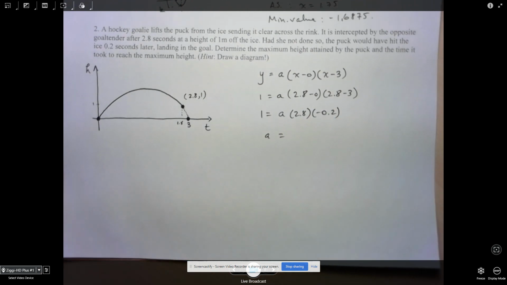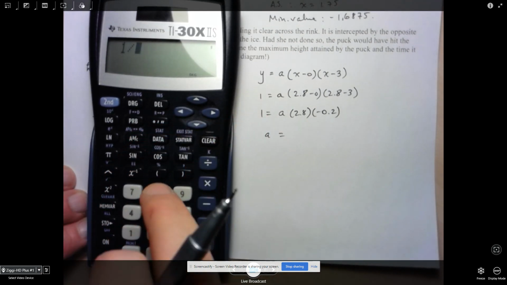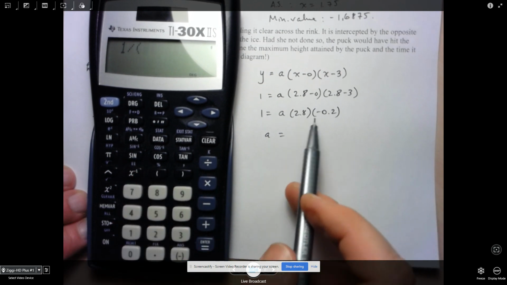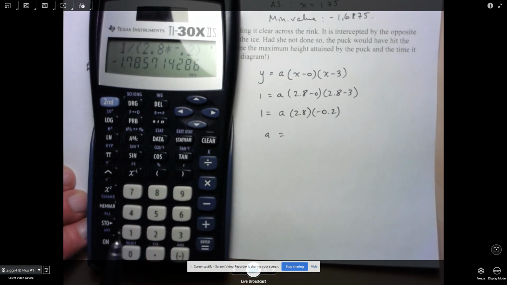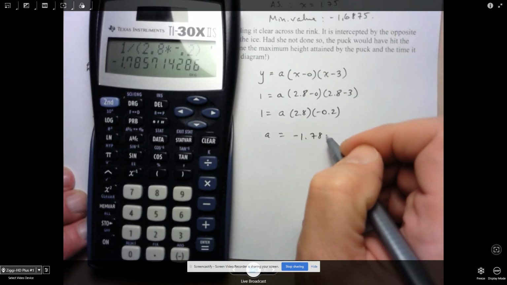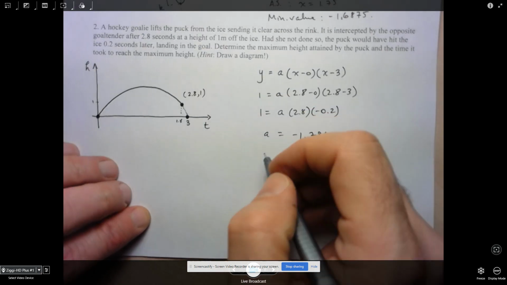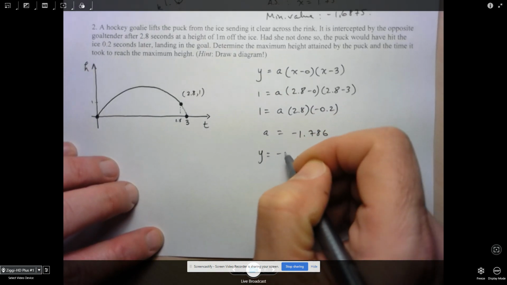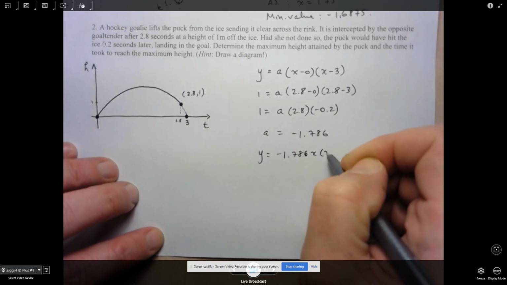I'm going to divide that to the other side. So what do we have? We have 1 divided by, and make sure you open up a bracket because you're performing an operation in the denominator, 2.8 times negative 0.2. And that's negative 1.786. So now we've got our model, y equals negative 1.786, x times x minus 3.